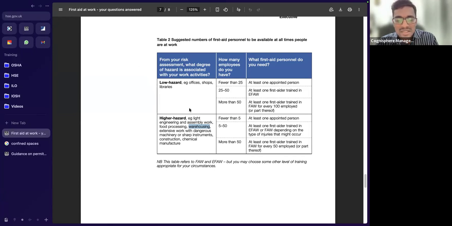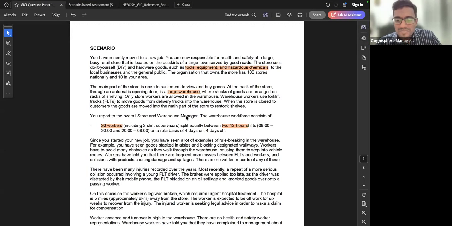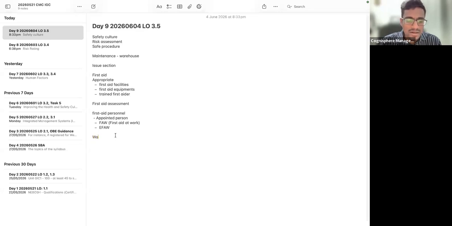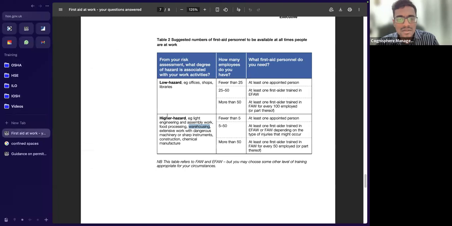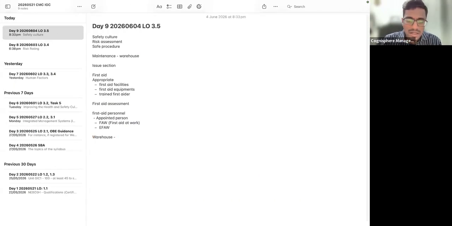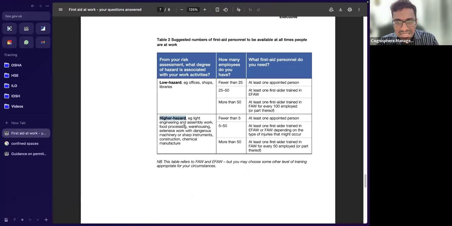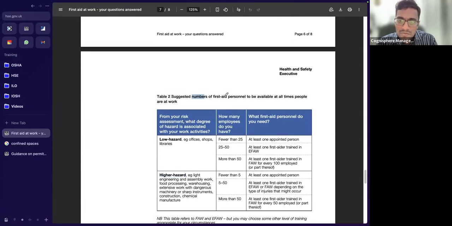Okay, no worries. Now the question is, this is the data we have. It is a warehouse, and a warehouse comes under a higher hazard workplace. The number of employees in the warehouse is 20 workers, and the number of shifts is 2. With this data and the help of this table, we are going to determine the number of first aid personnel to be available at all times people are at work.